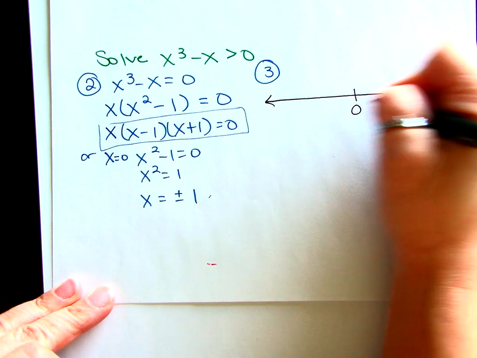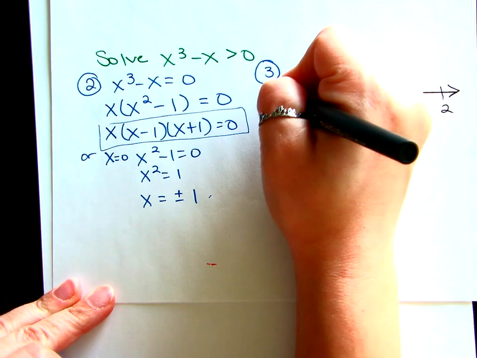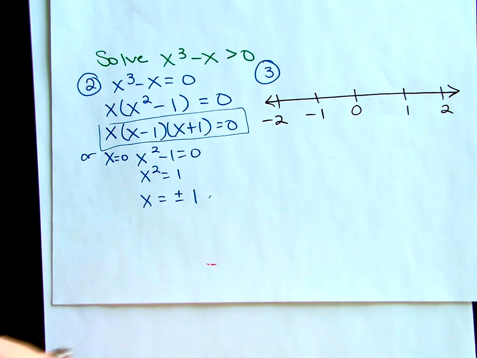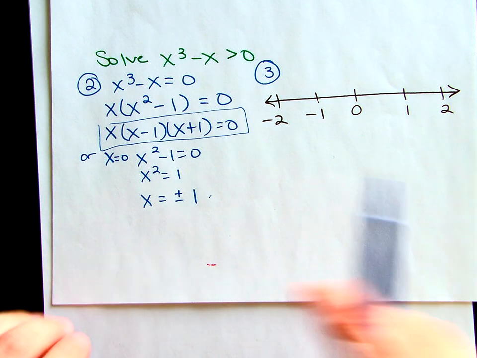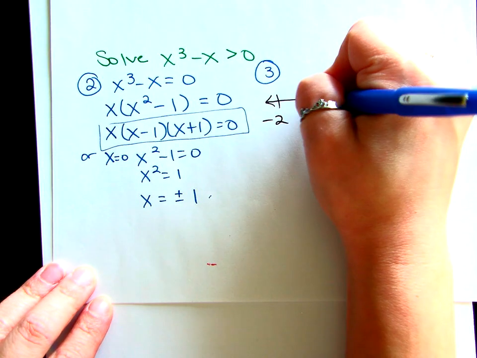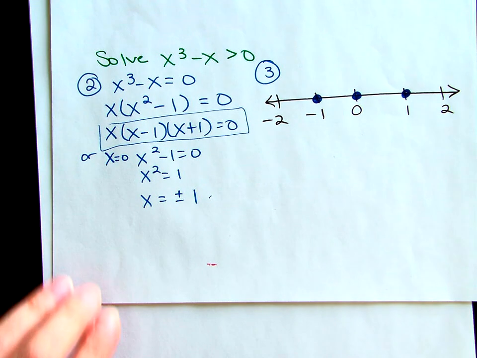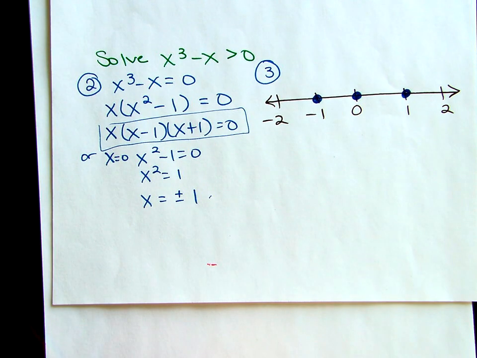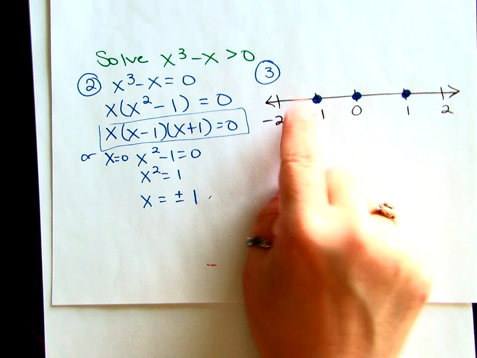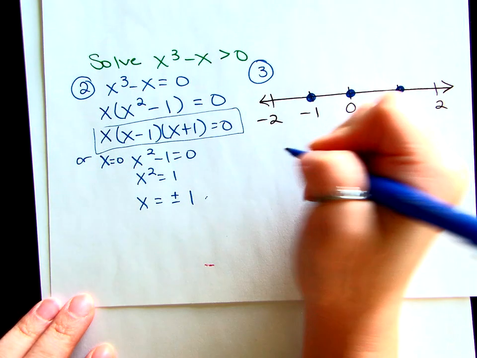Zero, 1, 2, negative 1, negative 2. We have a 0 here, and there. So you can already tell we're going to have to do some fractional work here. Everybody's favorite, I know. But we have to pick a test point to the left of negative 1. I always pick negative 2.